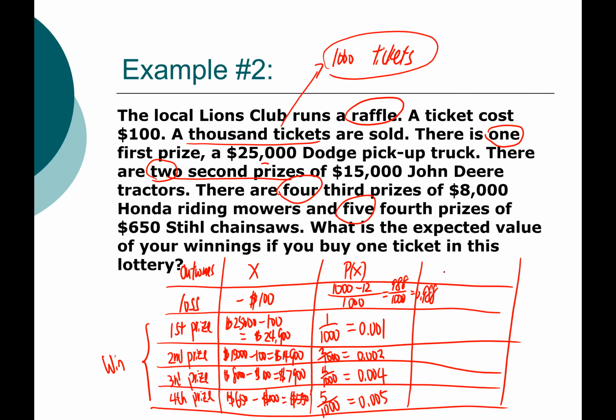Okay. Does that make sense? All right. So look at outcomes. The winning and losing, they are complements of each other. If you know the probability of winning, then you know the probability of losing, right? You either win or lose. So now you just multiply across x times p of x. Okay. So multiply -100 times 0.988, and that turned out to be -98.8. The second one, you multiply 24,900 by 0.001. That will give us a positive return of 24.9, and 0.002 multiplied by 14,900. And that turned out to be 29.8.